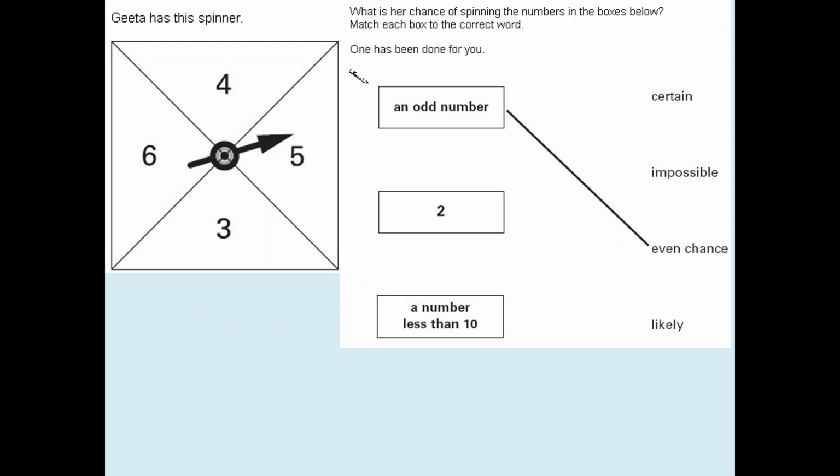Now see the figure. This is a spinner. Geeta has this spinner. What is her chance of spinning the numbers in the boxes below? Match each box to the correct word. One has been done for you. An odd number: even chance. 2 and a number less than 10.